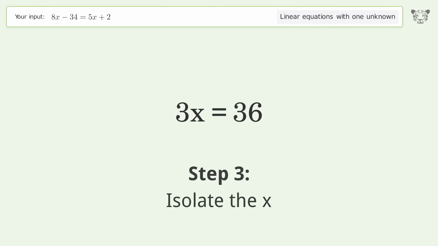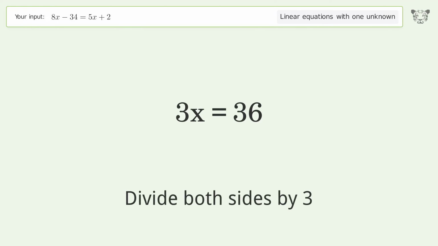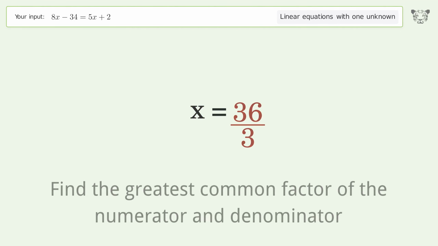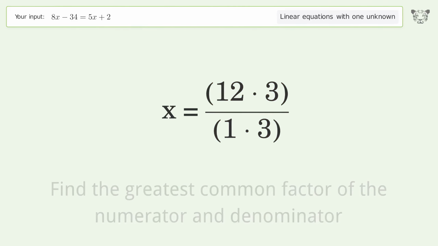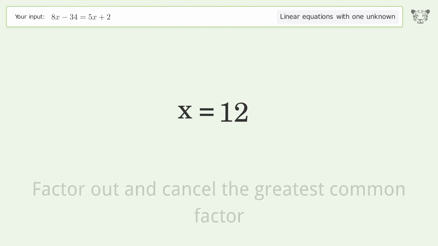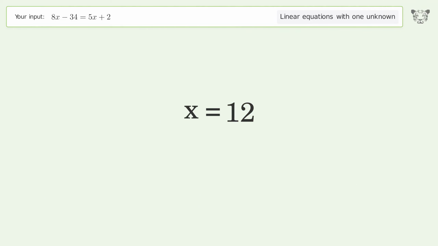Isolate the x. Divide both sides by 3. Simplify the fraction. Find the greatest common factor of the numerator and denominator. Factor out and cancel the greatest common factor. And so the final result is x equals 12.